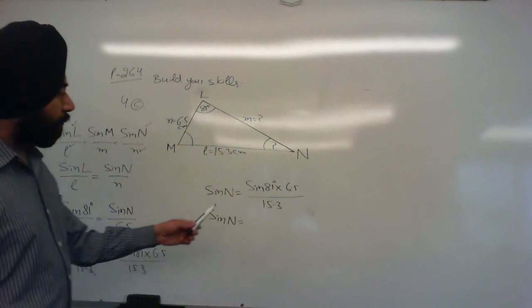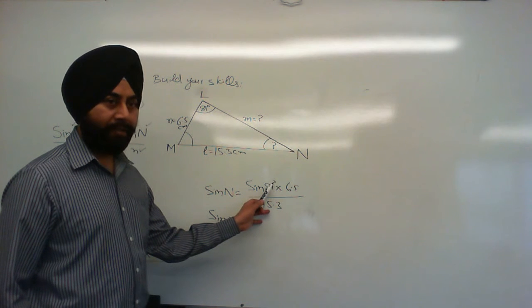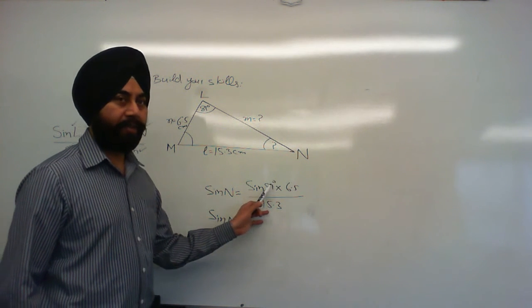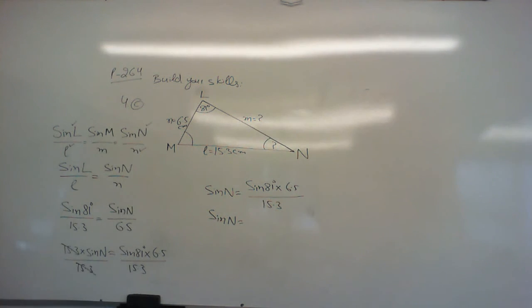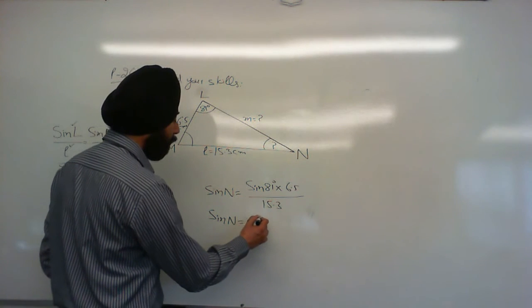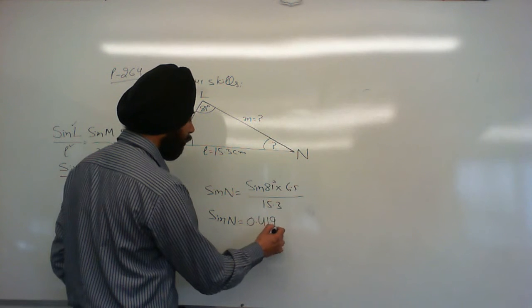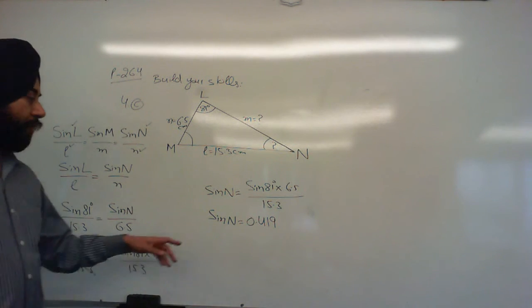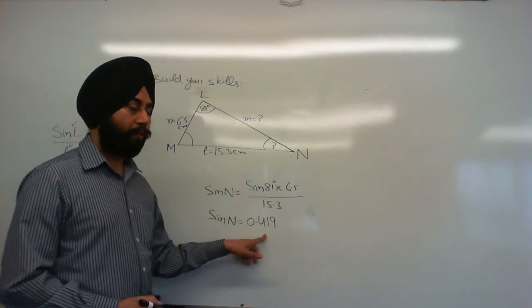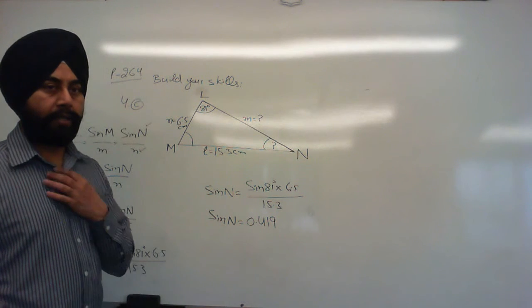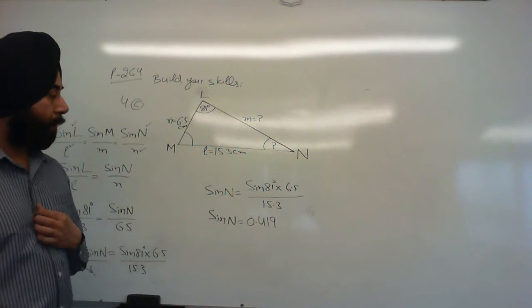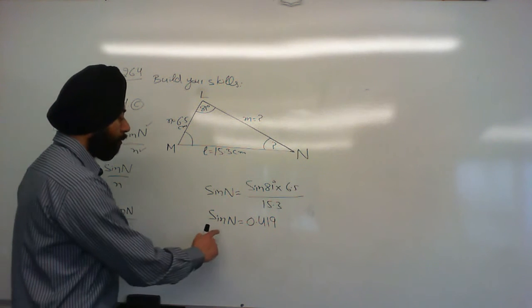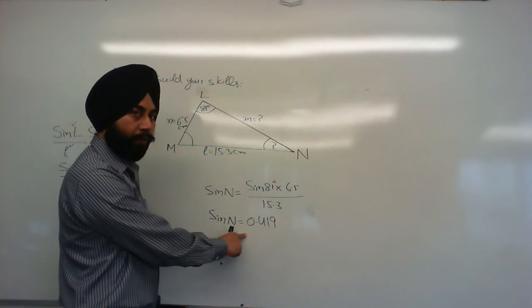Do you know the meaning of this little zero at 81? That is the degree symbol, right? 0.419. 0.42? No, for this one you should keep it as it is. When you convert it into an angle, then you can do that rounding off. So sine n is 0.419.